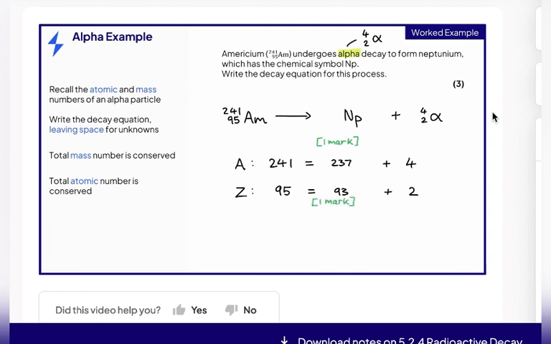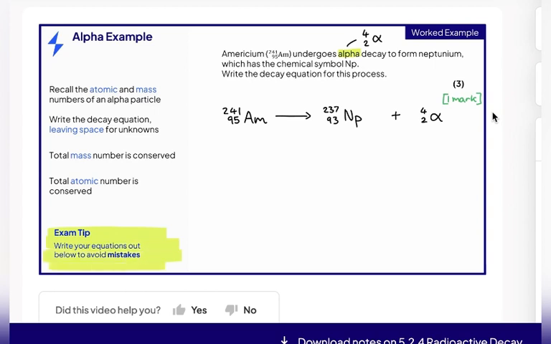Finally, we stick these 2 values into our decay equation. And there is the final answer. This, all written out correctly, is the 3rd mark. Don't take any chances with the easy calculations and write it out. You'd be amazed how many students will add 241 and 4 instead of subtracting.